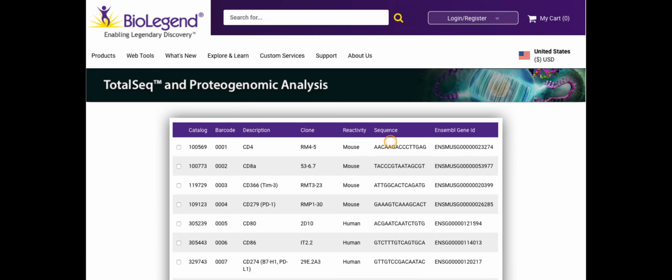This idea of using bar-coded antibodies has been commercialized, and maybe one of the most popular resources for that is the TotalSeq line of antibodies from BioLegend, where they have a whole range of mouse and human antibodies that can be used together as a cocktail, because again, they're all uniquely bar-coded, to really give you really rich proteomics data in conjunction with your single-cell RNA-seq data.